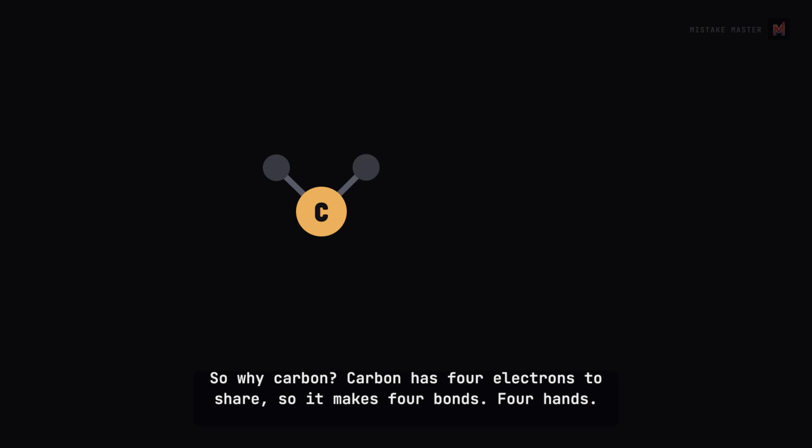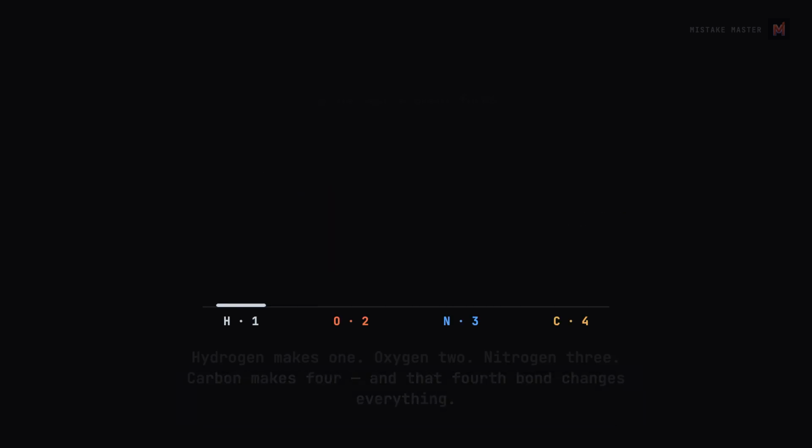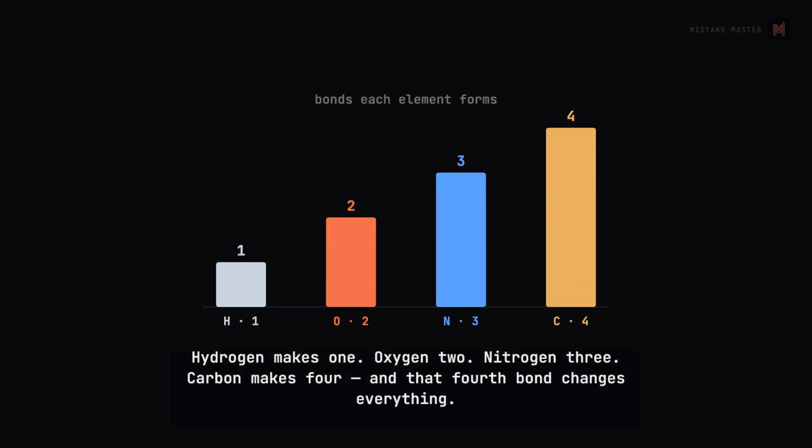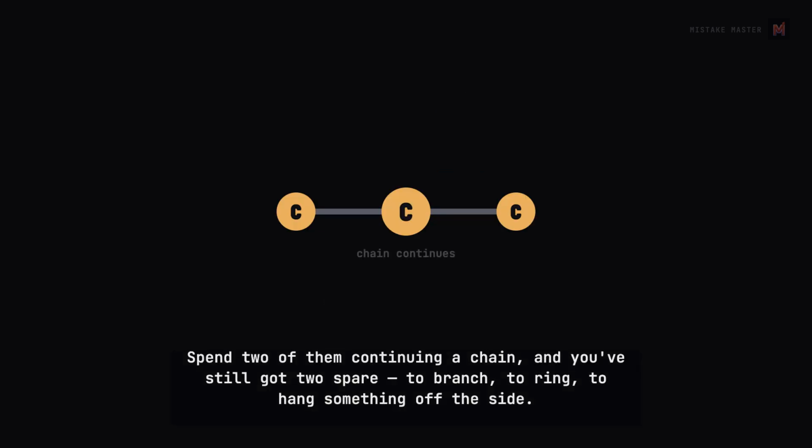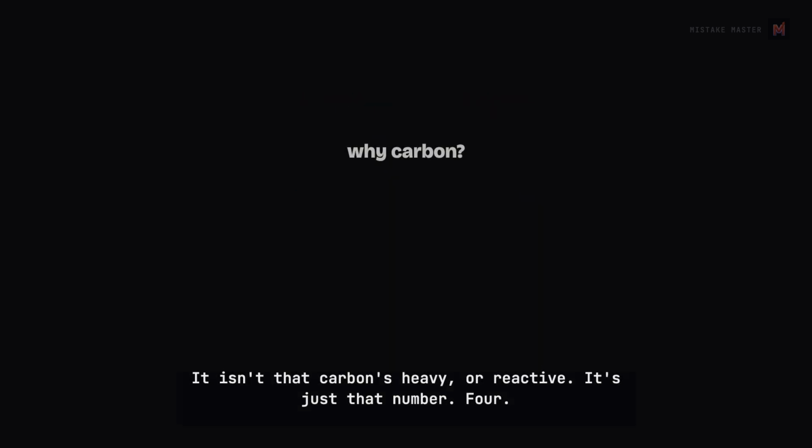So why carbon? Carbon has 4 electrons to share, so it makes 4 bonds, 4 hands. Hydrogen makes 1, oxygen 2, nitrogen 3. Carbon makes 4, and that 4th bond changes everything. Spend 2 of them continuing a chain, and you've still got 2 spare. To branch, to ring, to hang something off the side. It isn't that carbon's heavy or reactive, it's just that number, 4.